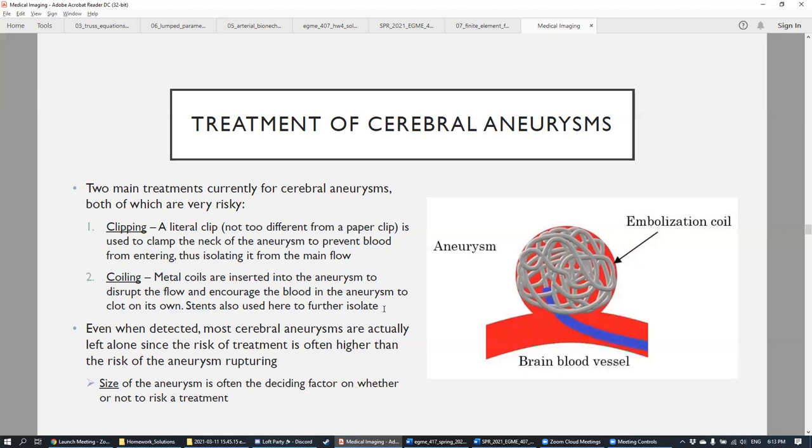And so even if a cerebral aneurysm is detected for some reason, say you did a CT on your brain, it's actually a real decision for the doctor to make: do we leave this alone or do we treat it? A lot of times they might decide you have a less chance of dying if we just leave it alone compared to if we treat it. The primary determining factor right now is just the size of the aneurysm. Generally, if the aneurysm is above a certain size, that tells the doctor they need to operate.